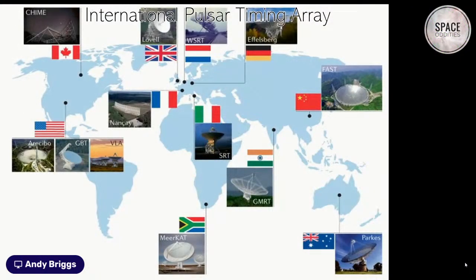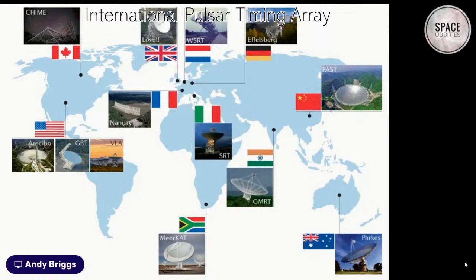The International Pulsar Timing Array, these are the locations of the telescopes. It includes the biggest radio telescope in the world, the FAST telescope in China. We've got the famous Lovell telescope at Jodrell Bank, of course, in the UK. We've got the CHIME telescope in Canada. Arecibo, before its unfortunate demise, was taking part. We've got MeerKAT in South Africa, which is a precursor telescope to the world's biggest radio telescope, the Square Kilometre Array, which will be complete hopefully before the end of the decade, although it might be a little bit delayed because of COVID. We've got the famous Parkes Radio Telescope in Australia, and we've got a couple of others.